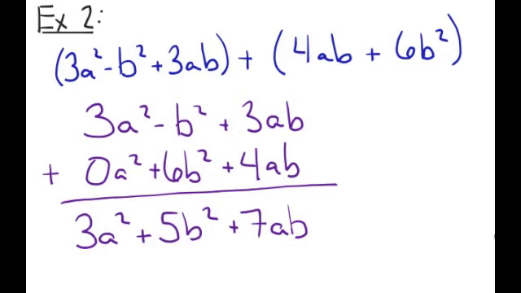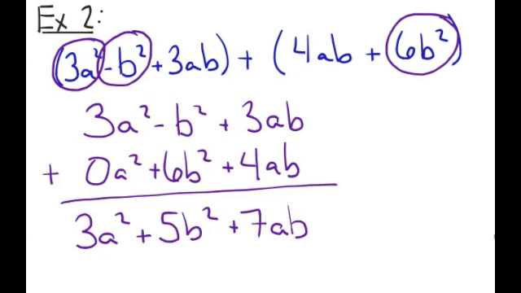Whoops, b squared. So if you notice, all we're really doing is combining like terms. All we did is we took the 3a squared and we combined it with nothing because it didn't have a b squared, a 0. Then we took the negative b squared and combined it with the positive 6b squared, and then combined the positive 3ab with the positive 4ab. So really all we're doing is combining like terms, which we've been doing for the past couple days. Alright, so let's do another example.